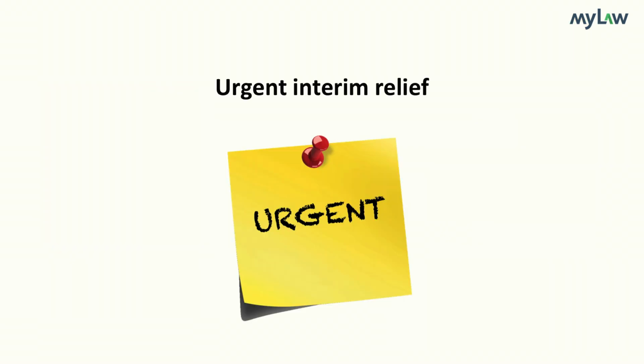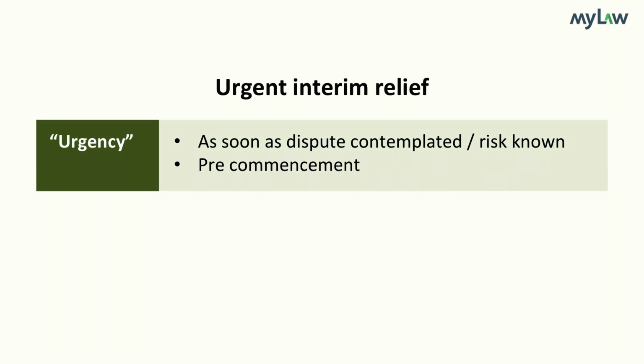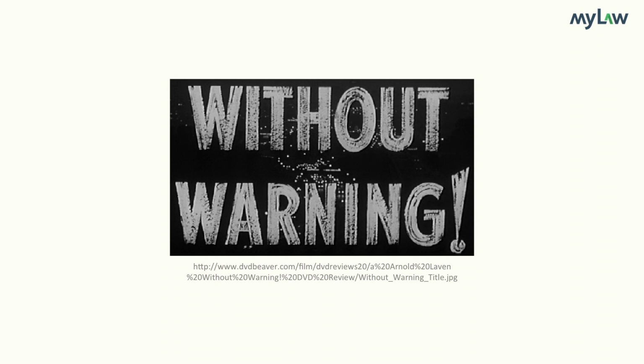These measures are usually applied for and sought on an urgent basis, as soon as one of the parties becomes aware that the other party is putting the assets or evidence relevant to the dispute at risk or is otherwise endangering the final award. In practice, this means that they are usually sought pre-commencement of the dispute as soon as the proceedings are contemplated. Applications for urgent interim relief are usually made without giving any warning to the other side.